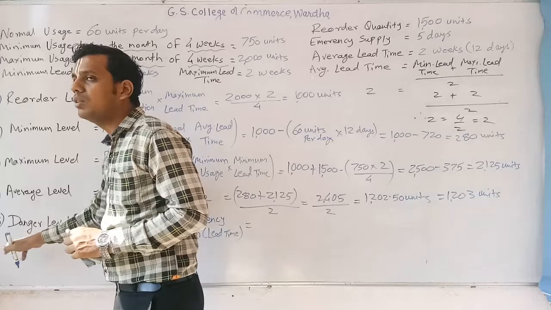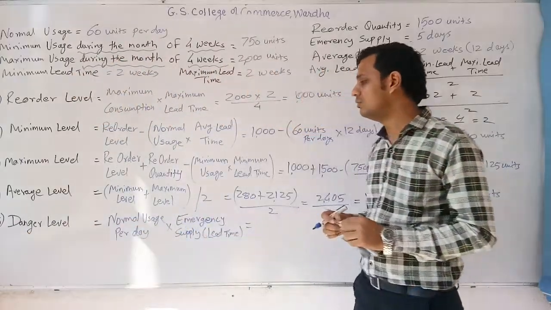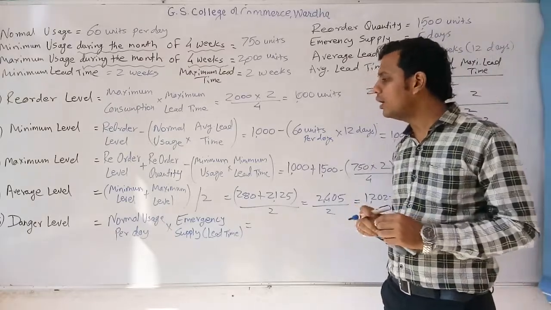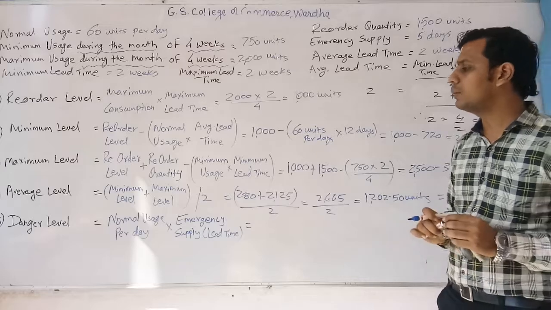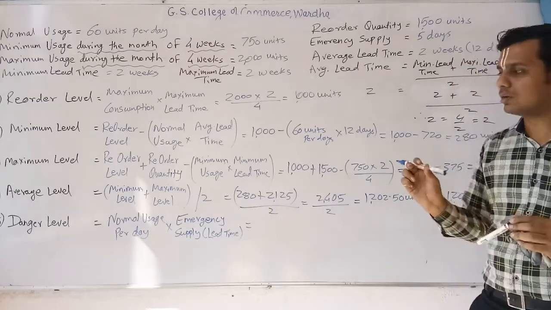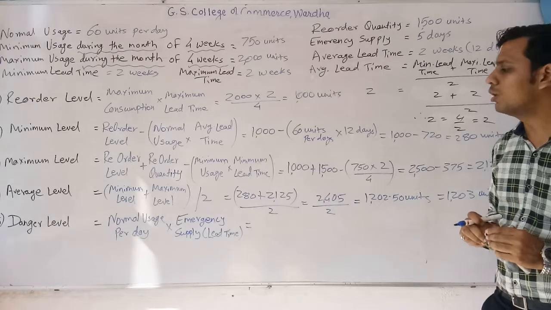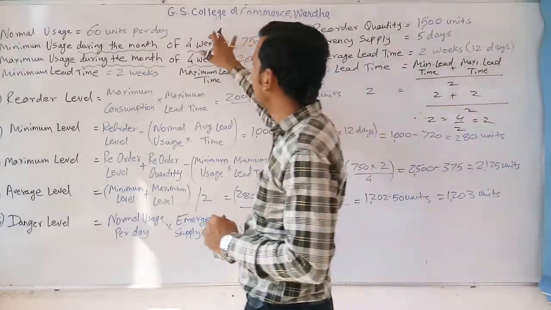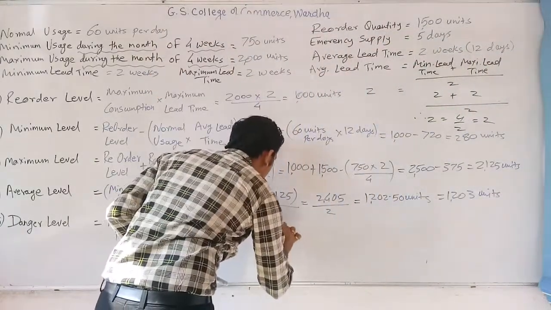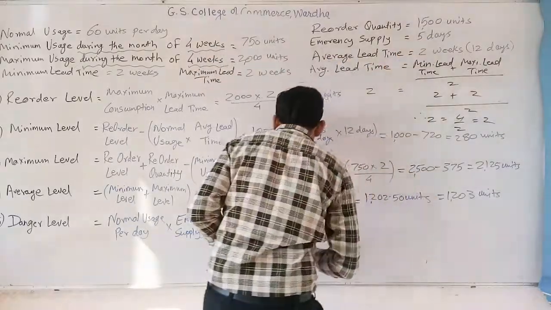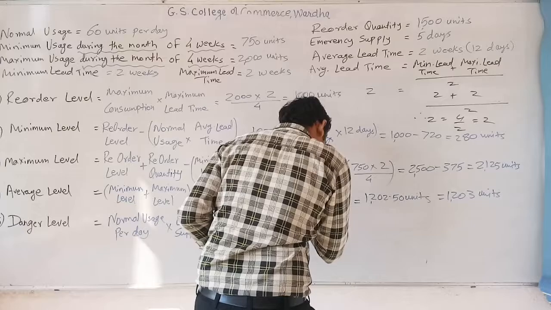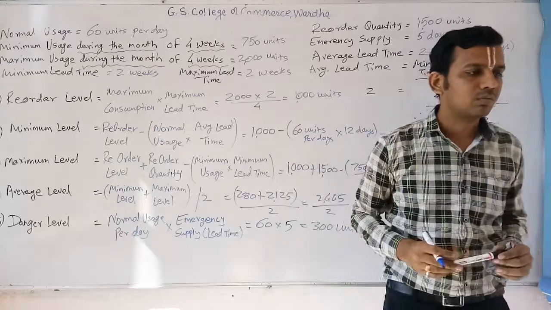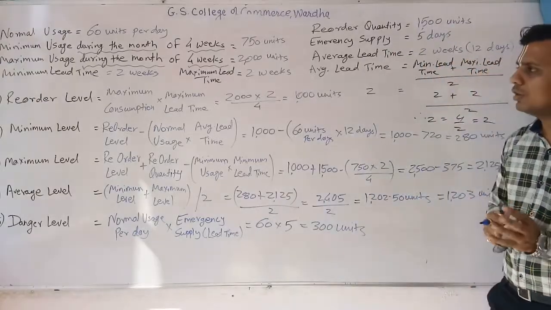Now lastly, the new thing in this particular question which we have to calculate is the danger level. Danger level is the level when the stock is almost about to end in the factory premises. At that time we have to calculate how much our danger level of stock would be. The formula is normal usage per day multiplied by emergency supply or emergency lead time. Normal usage per day is given as 60 units, multiplied by emergency supply time of 5 days. So 60 multiplied by 5 would be 300 units.